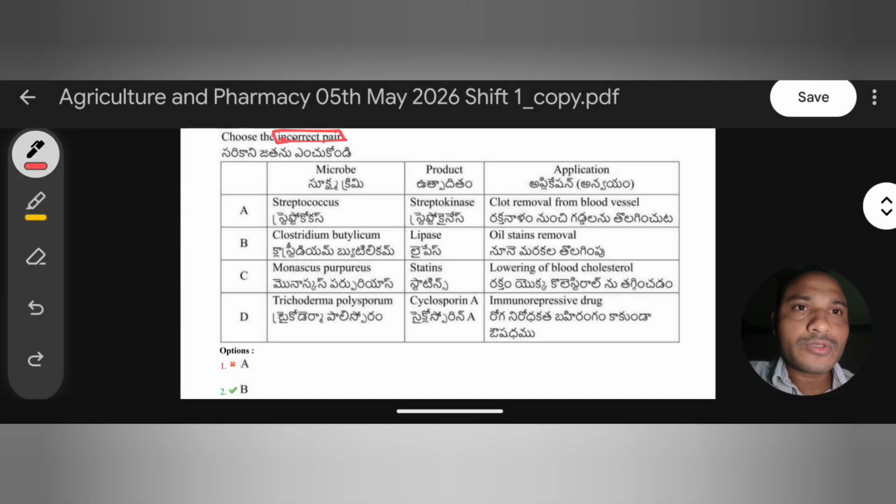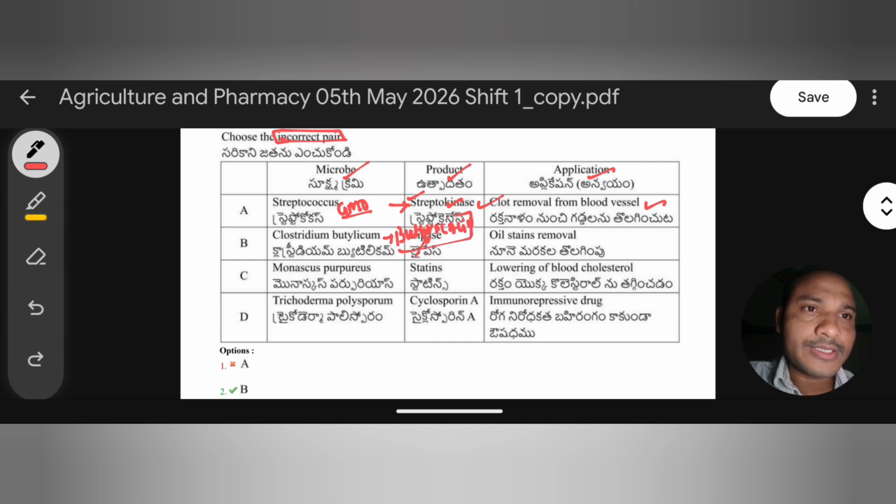Next one: choose the incorrect pair. Here we have to choose the incorrect pair only, remember. Here it gives microbes, their product, and their application. First, Streptococcus, from which we obtain streptokinase, which helps in clot removal from blood vessels. This statement is right, because Streptococcus is a bacterium from which we obtain streptokinase, which helps remove blood clots from the blood vessels. And Clostridium butylicum, its product is lipase? No, wrong. Its product is butyric acid.